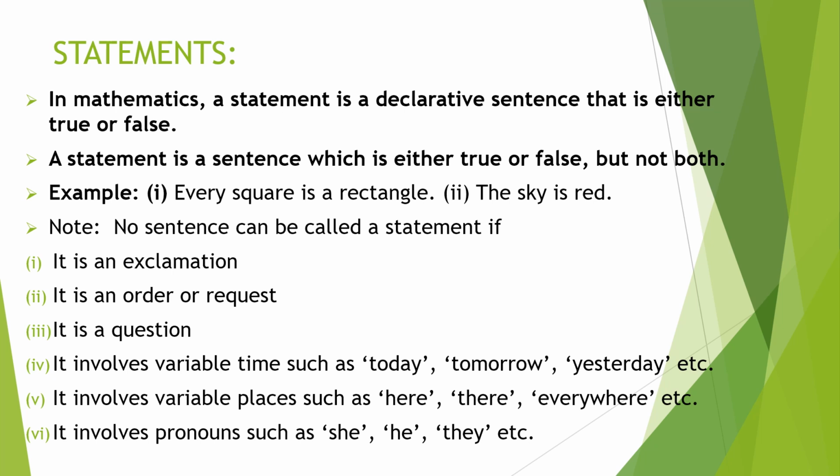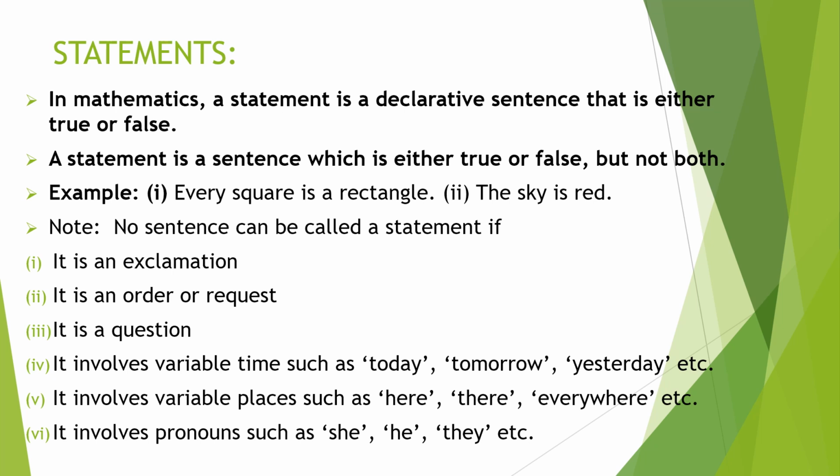Now, a sentence will not be a statement if it is an exclamation, it is an order or request, it is a question, it involves variable time such as today, tomorrow, yesterday, because you cannot be sure of its truth value. If it involves variable places such as here, there, everywhere, then also it will not be a statement. If it involves pronouns such as she, he, they, it is not clear. So in that case also it will not be a statement.